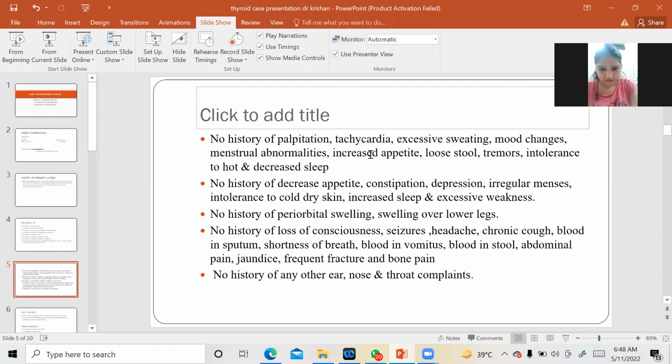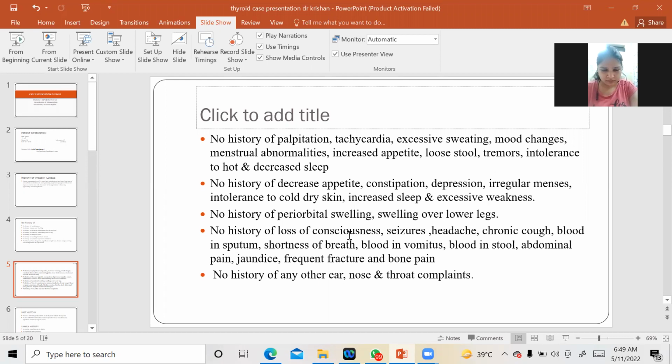There was no history of palpitations, tachycardia, excessive sweating, mood changes, menstrual abnormalities, increased appetite, loose stool, tremors, intolerance to heat, and decreased sleep. There was no history of decreased appetite, constipation, depression, irregular menses, intolerance to cold, dry skin, increased sleep and excessive weakness. No history of periorbital swelling, swelling over the lower legs. We have ruled out myxedema here, and in the first two points we have ruled out hyper and hypothyroidism.